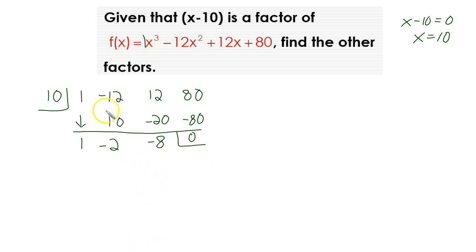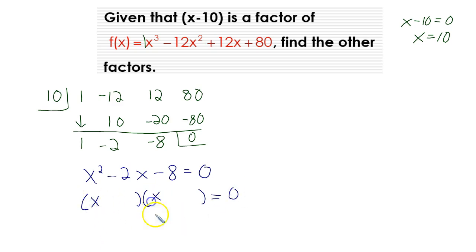Now that I've got my remainder of 0, since this was an x to the third and I synthetically divided one time, I now have a quadratic of 1x squared minus 2x minus 8 equals 0. I'm going to factor this quadratic. I told you at the beginning of the year that you were going to be factoring a lot this year, didn't I? I hope that you believed me and practiced and got good at it.